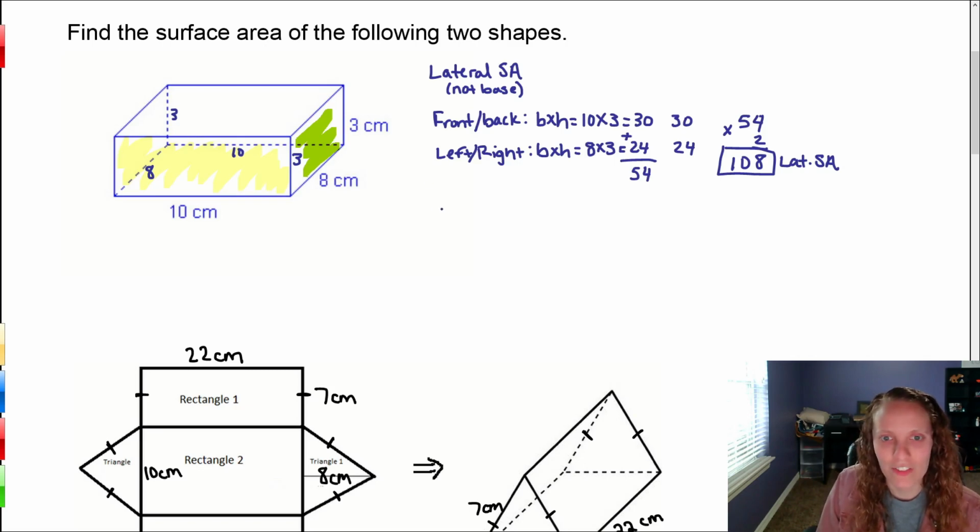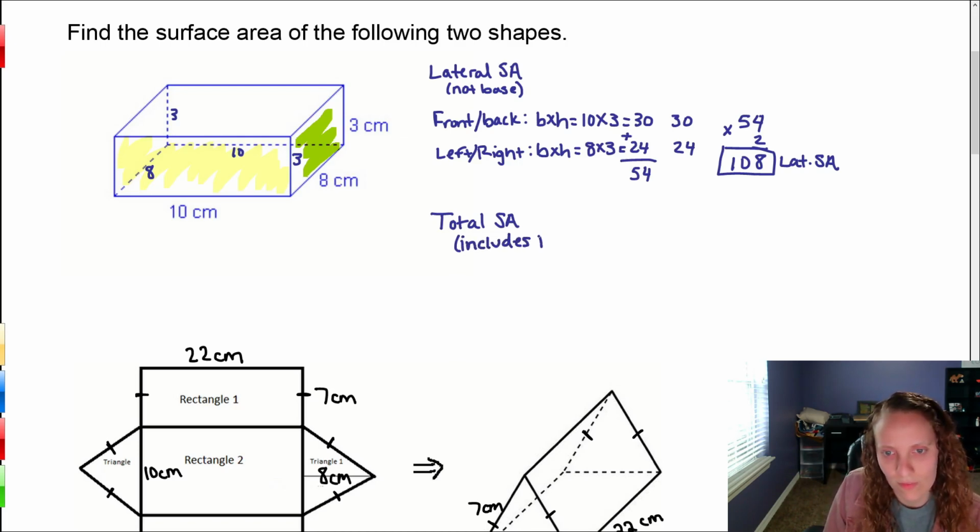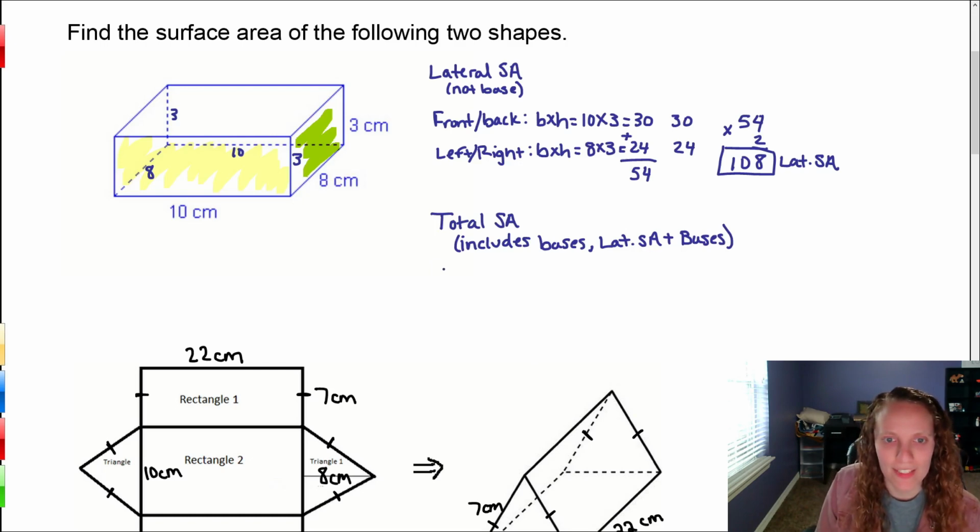Alright, let's go ahead and try to figure out total surface area. Total surface area includes the base. We would take the lateral surface area and add it with the two bases. So let's go ahead and try to figure out the bases, and that includes the top and the bottom.